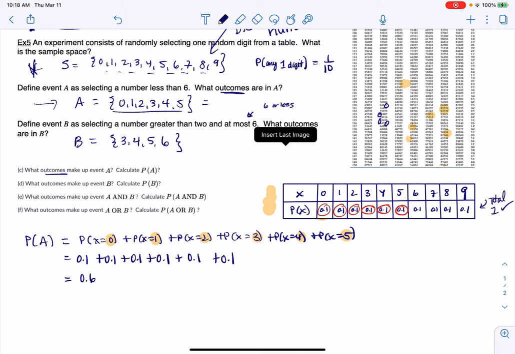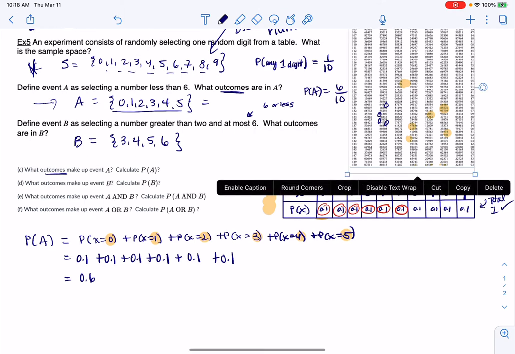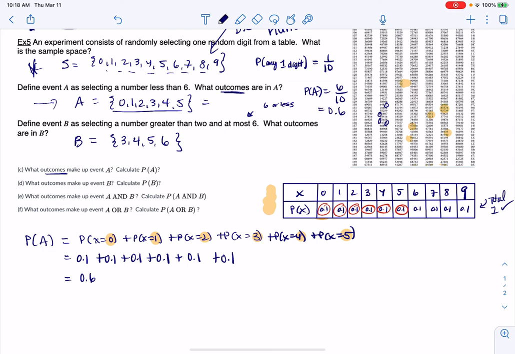Now, back in chapter three, when we did this, we just said there were six outcomes, right? If I wanted to get the probability of A, we said there were six outcomes out of our sample space of 10, and that got us to 0.6. And this is just this one down here. This is the chapter four version of that.